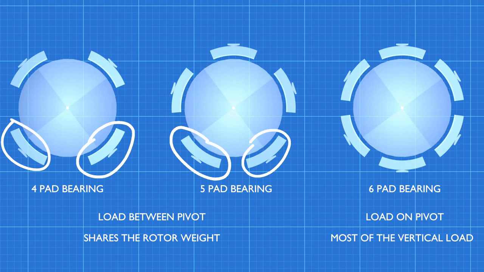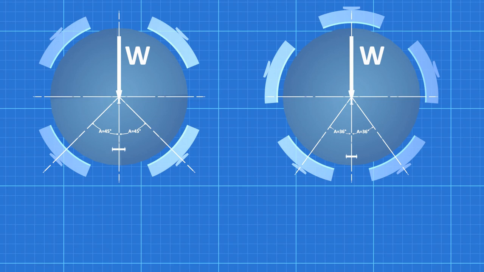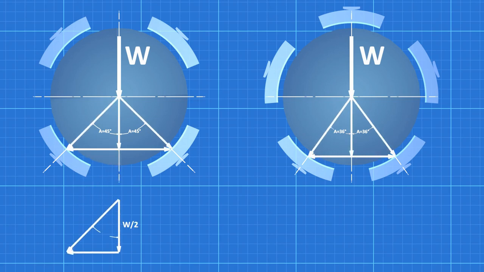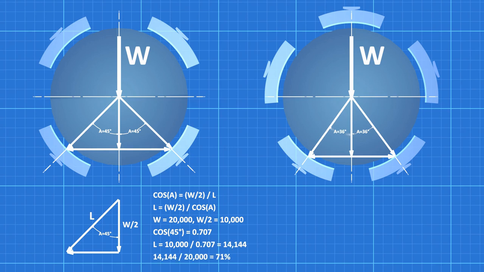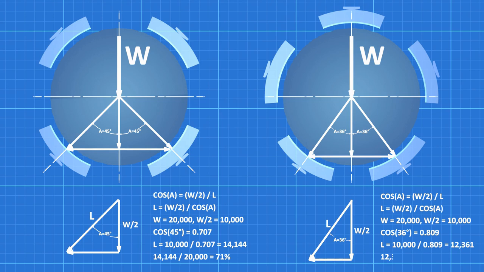When you employ a little trigonometry, you calculate that the load on the lower pads in the four-pad bearing is 71% of the vertical load. With a reduced angle from the vertical center line, the lower pads in the five-pad bearing carry 62% of the vertical load. So, the pads in the five-pad bearing are seeing the lowest forces from the rotor weight.